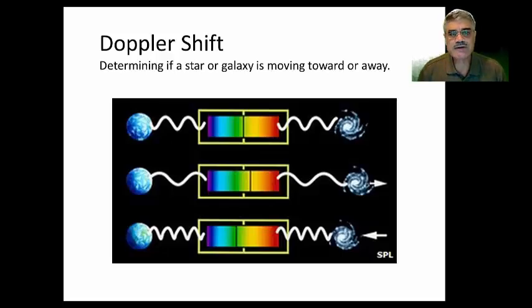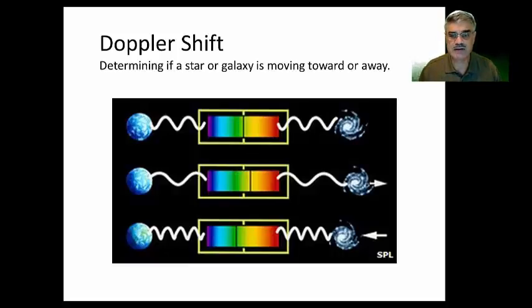We also talked about the Doppler shift, or the Doppler effect, with sound waves. The same thing applies with light, with electromagnetic radiation. And we mentioned that this is used to determine if stars or galaxies are actually moving towards planet Earth or away from planet Earth. On the left in this drawing is our blue marble, planet Earth. And to the right is some spinning galaxy. The middle and bottom drawings are for galaxies that are moving away from planet Earth or moving towards planet Earth.